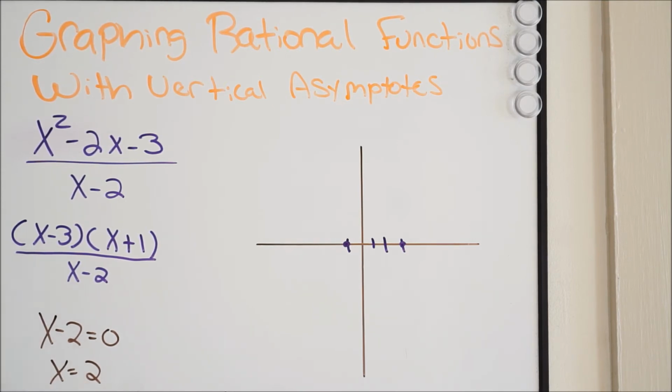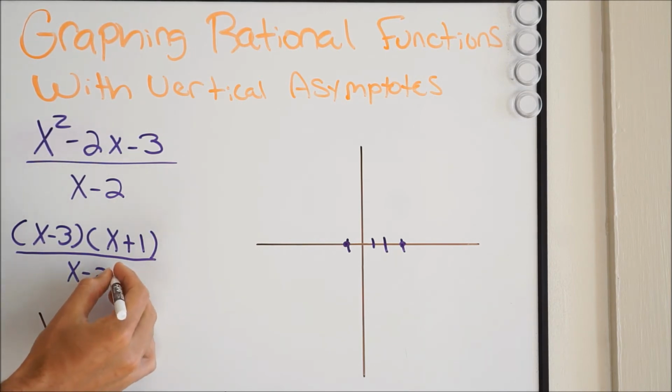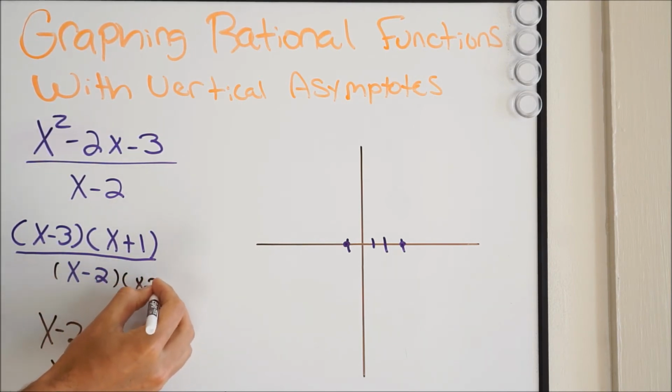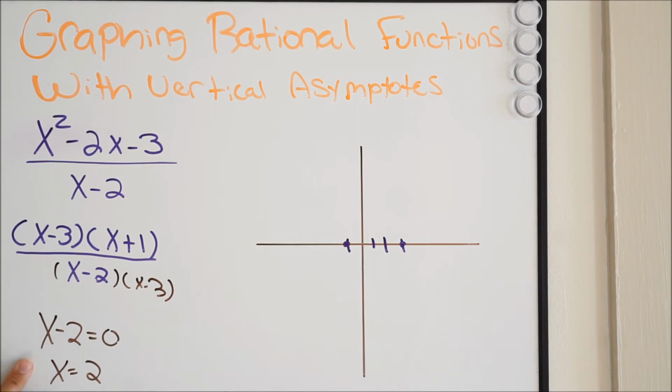If you had another factor here, let's say you had x minus 3, you would take both of those factors and set them equal to 0.